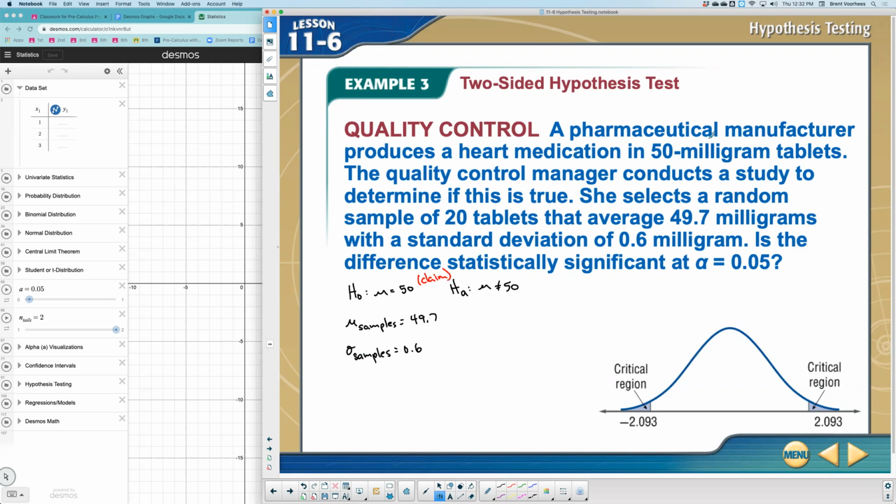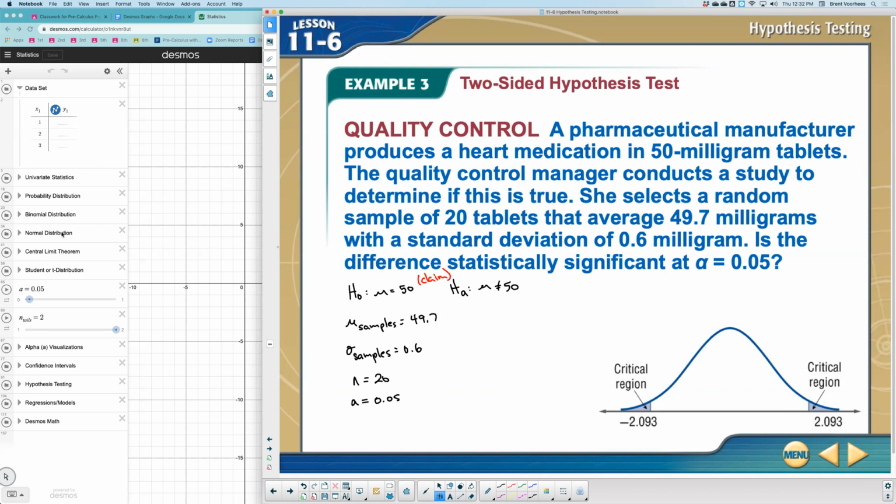And so that's the claim, that it produces them in 50 milligram tablets. 50 milligram, there we go. So anyways, we're back over here. We sample 20 tablets. So that's the number of 20 samples, and we get that information. And we want to know with alpha being 0.05.